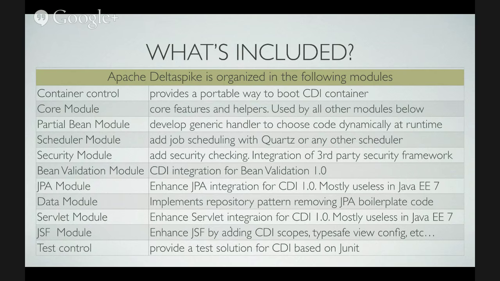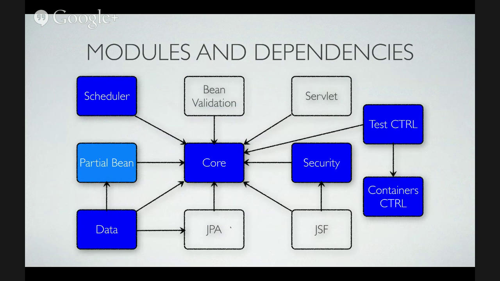So if we look at all the modules and the dependencies, you roughly have something like that. You have the core module, which is at the center of all of our modules, and the 10 or so modules that are displayed like that. On the slide, all the blue squares are the modules I will deal with in the presentation.